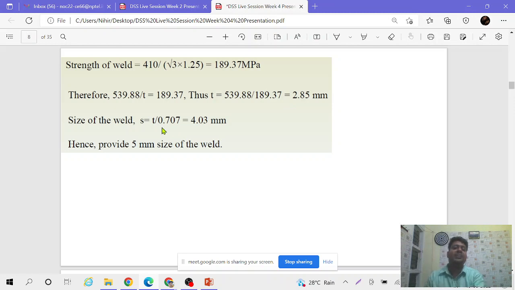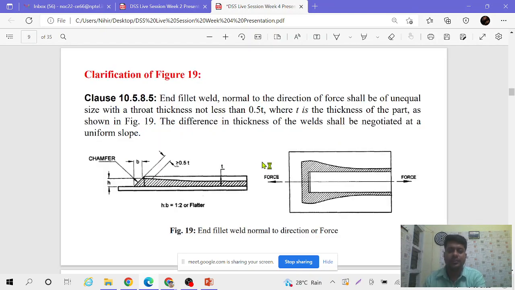Now we have provided a fillet weld, and we assume from our side, as I have already told, that if in the exam or in assignments anything is not given, then you take the fillet weld as making an angle of 90 degrees, and for 90 degrees the value of K is 0.707. So T is equal to Ks, so S is equal to 4.03 mm. Hence we are providing a 5 mm size of weld for this question. Okay. So now coming to this figure.